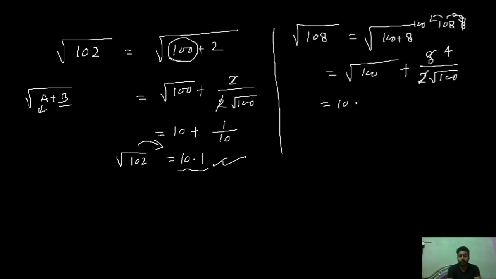So 10 plus 4 by root over of 10 is 10, so 0.4. So 10 plus 0.4, that is 10.4. So 10.4 is the square root of 108. So those are the ways to find the root over of 108.